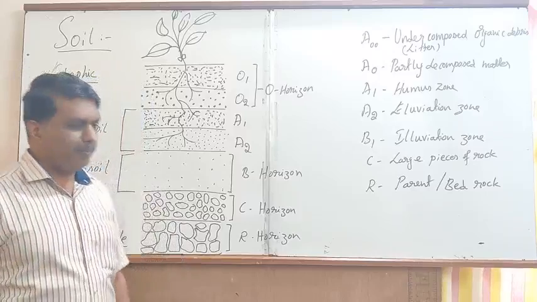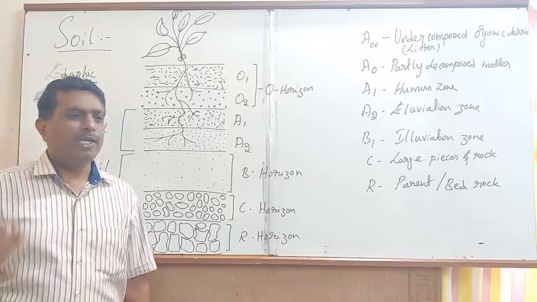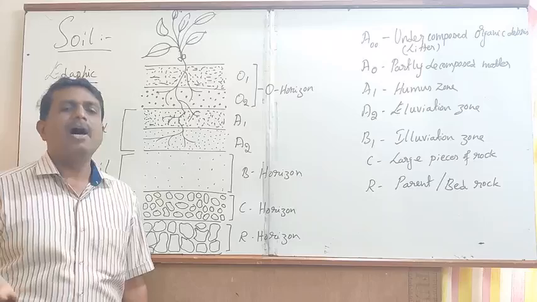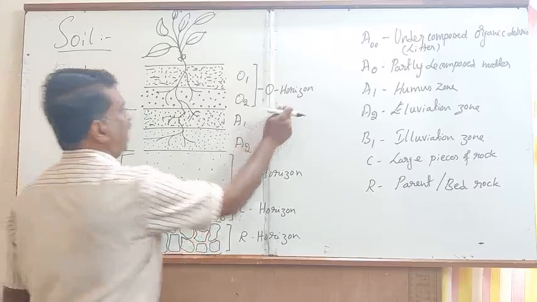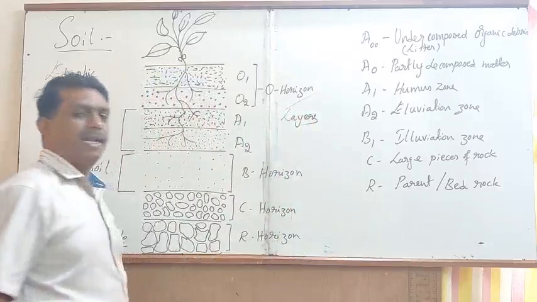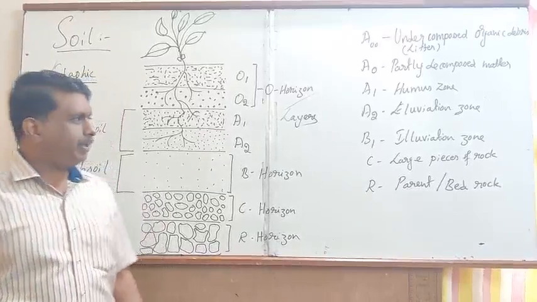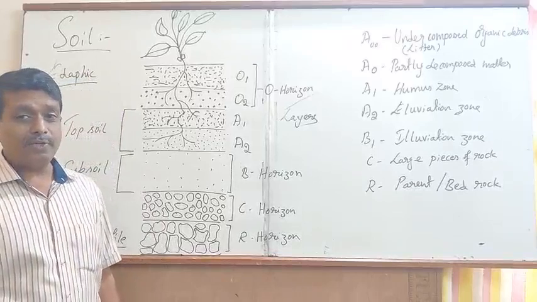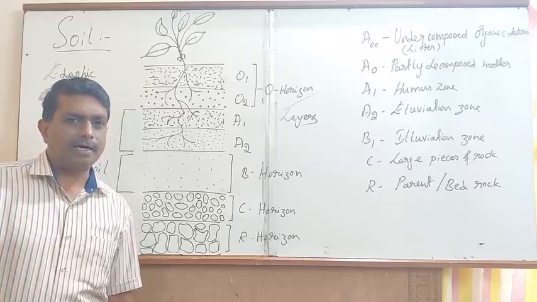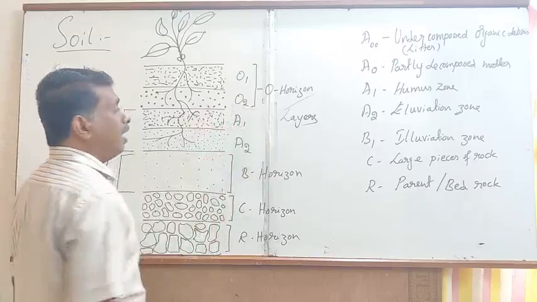If you observe the soil profile, you can find the presence of 3 to 4 horizons. Horizons are also designated as layers. The horizons are further divided into sub-horizons.